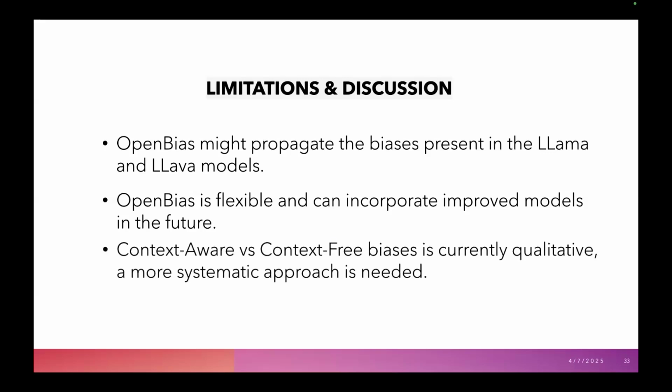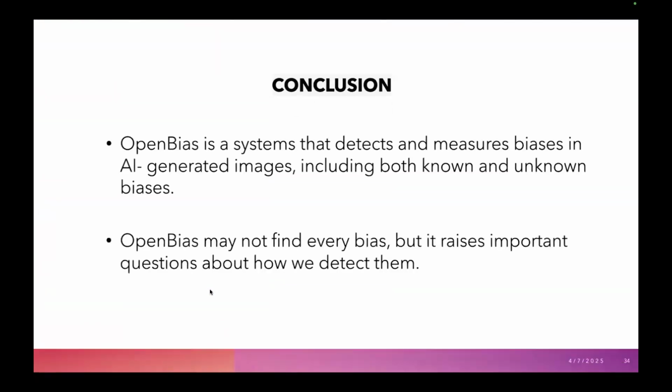And the study shows that context matters. However, the researchers did make a note that their evaluation of context is considered qualitative, meaning that it's based on observation and not on a quantitative analysis. So for future improvement of the pipeline, a more systematic approach for measuring context is needed. OpenBias can improve existing systems and help with biases in new ways. OpenBias may not be able to detect all biases, but it does raise important questions about how we detect them. We are Group 12, and thank you for listening.